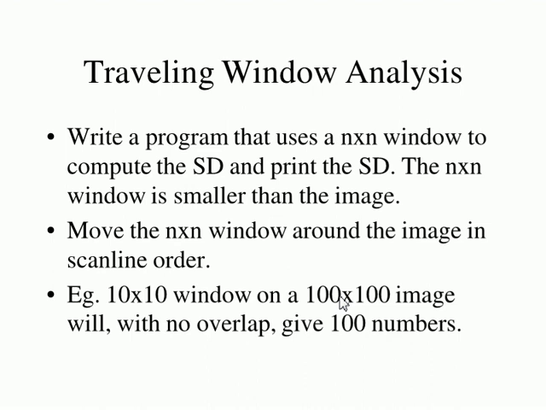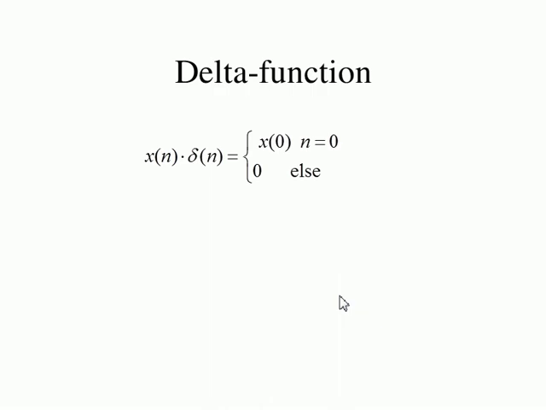So then we had this thing about traveling window analysis, and this is where we started to do standard deviation computation. Let's see now. You guys have had a signal processing course. What's the Kronecker delta function? Yeah. Oh, isn't that just the discrete Dirac? Yes, that is right.